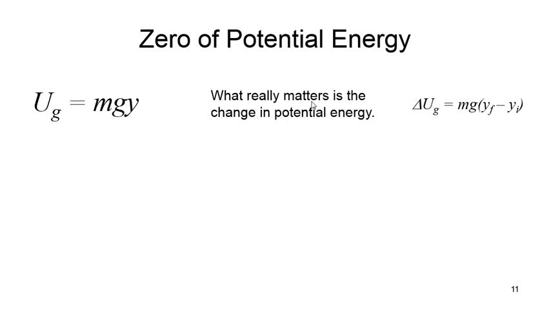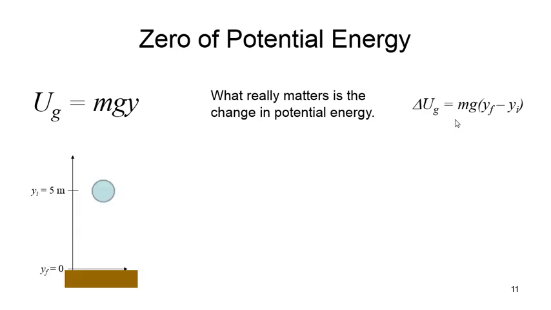Luckily, what really matters is your change in potential energy, because the equations that we use always have a U initial on one side of the equation and a U final on the other side of the equation. So really what matters is how does the potential energy of the object change. And to answer that question, it does not matter where your y equals 0 is. So what really matters is delta U. How does that value change?